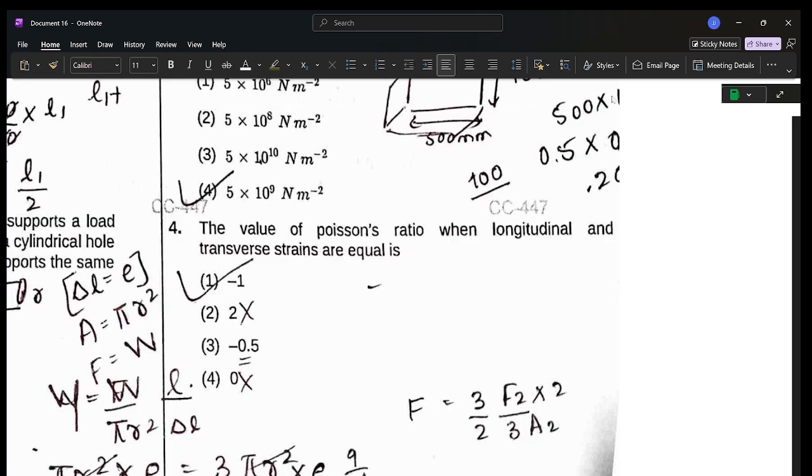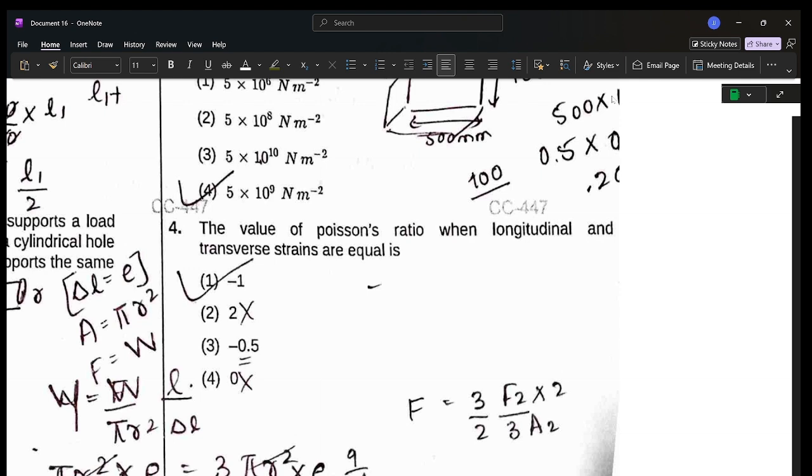Could you please tell me, is lateral strain and transverse strain the same? Okay, yes, it is the same. So let's put that down as well. Lateral strain is the same as transverse strain. No difference, guys.